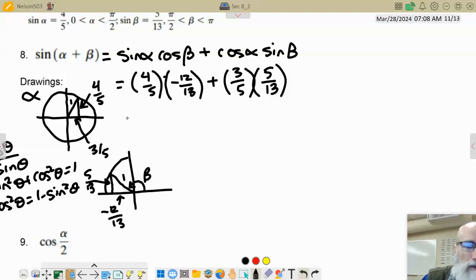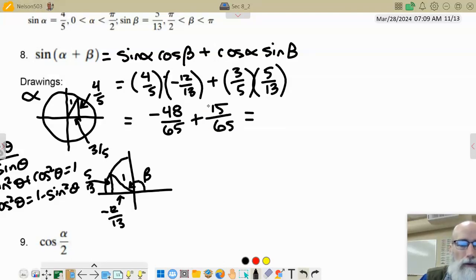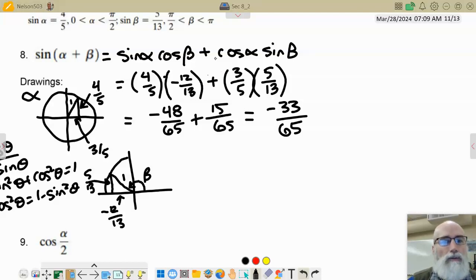So what do we do next? We multiply these two together and we get negative 48 over 65. And we multiply these two together and we get 15 over 65. And then when we subtract 15 and 48, because this is a negative, we get negative 33 over 65. So I almost botched the negative sign right here. If you made that negative, then you'd have negative 63 over 65. And a lot of people had negative 63 over 65 or positive 63 over 65. And I think I did a -2 for that.